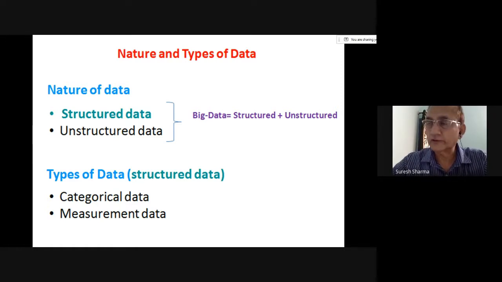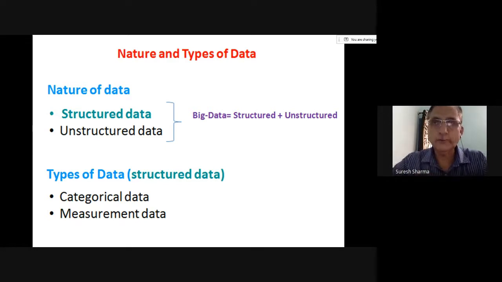Now, people also talk these days about big data. Big data is nothing but a combination of structured and unstructured data. Combination of structured and unstructured data. All right. So basically, these are the nature of data. It is easier to deal with structured data, very difficult to deal with unstructured data.